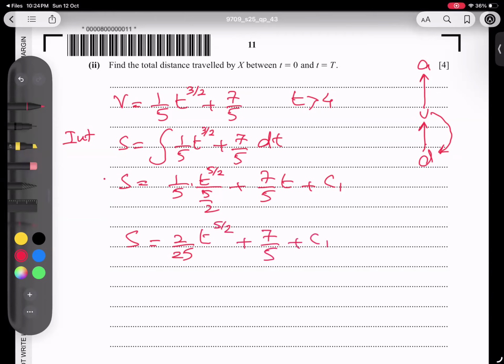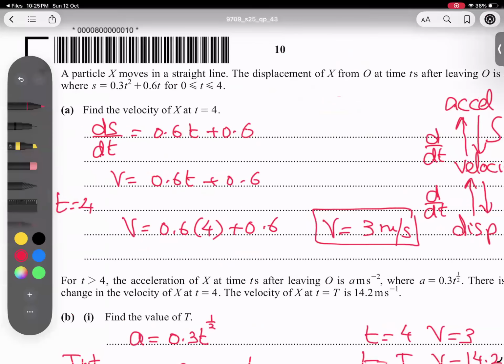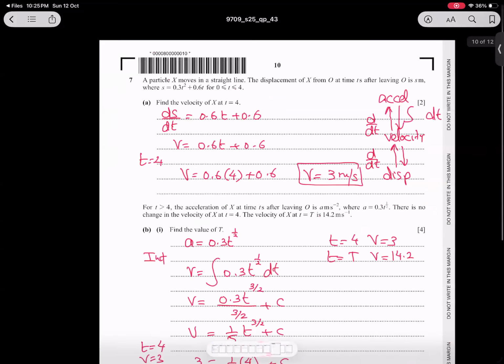Now I have to plug in some parameters, and very important parameters on the last page are available. What is that? It's very obvious, we need to find it, because we have talked about distance. So when I plug in this 4 in this equation, I'll get a distance. So I'm writing here S is equal to 0.3 t square plus 0.6 t, and 4 I'm going to plug in. First of all, I'm going to cut from here and bring it on another page.